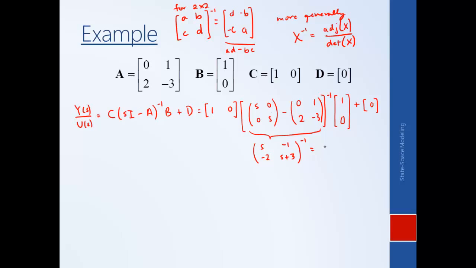So in order to invert this 2 by 2, we're going to swap the terms on the diagonal. So the s plus 3 comes up here, the s goes down, and then we change the sign on the off diagonals. So the -1 becomes a +1, the -2 becomes a +2. Then we divide by the determinant. We multiply on the diagonal s times the quantity s plus 3, and subtract the product on the other diagonal, the off diagonal -2 times -1.